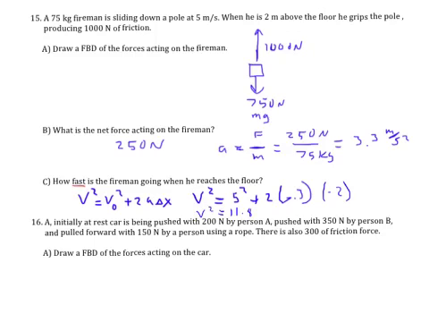Then I have to take the square root of both sides. So V equals the square root of 11.8, which is 3.4 meters per second. That's 3.4 meters per second. So this makes sense, doesn't it? He was going 5, he gripped the pole, he ended up going 3.4. Isn't it amazing how physics works?